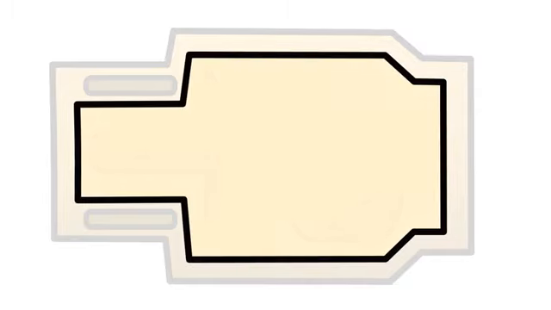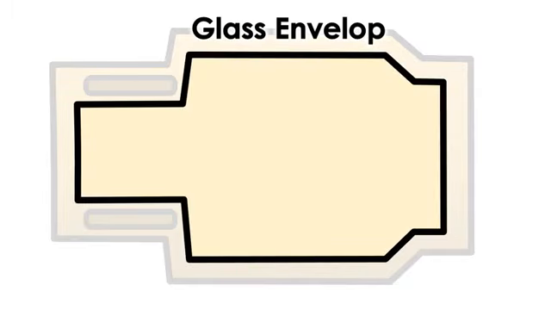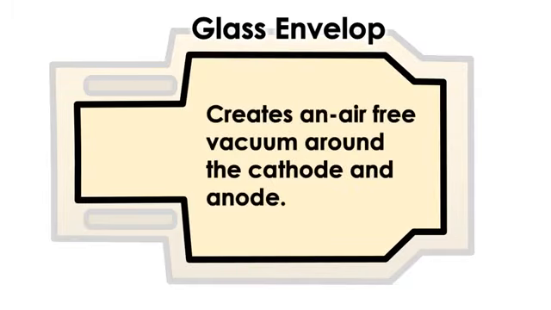The next part of the X-ray tube is what we call the glass envelope. The glass envelope creates an air-free vacuum around the cathode and the anode. This is important to protect the tube from oxidation and corrosion.